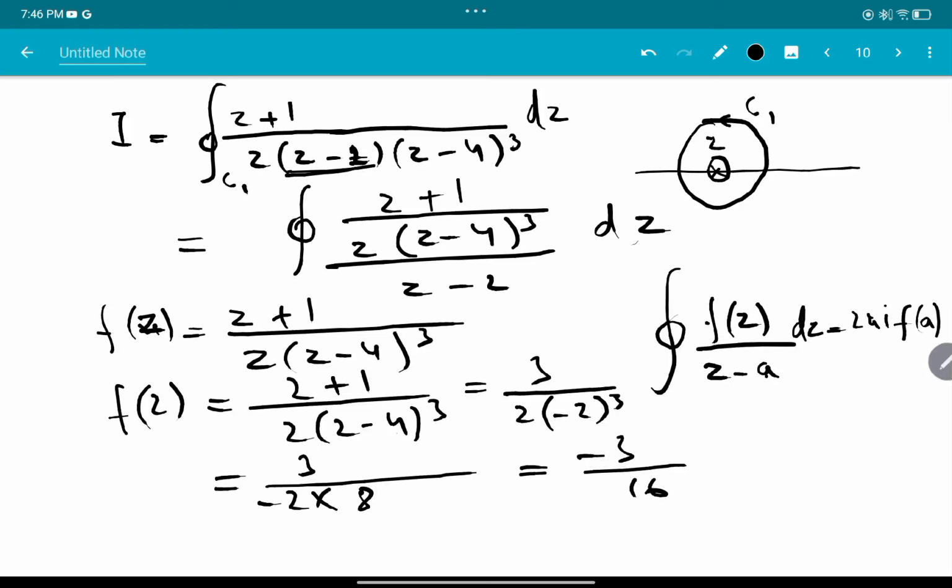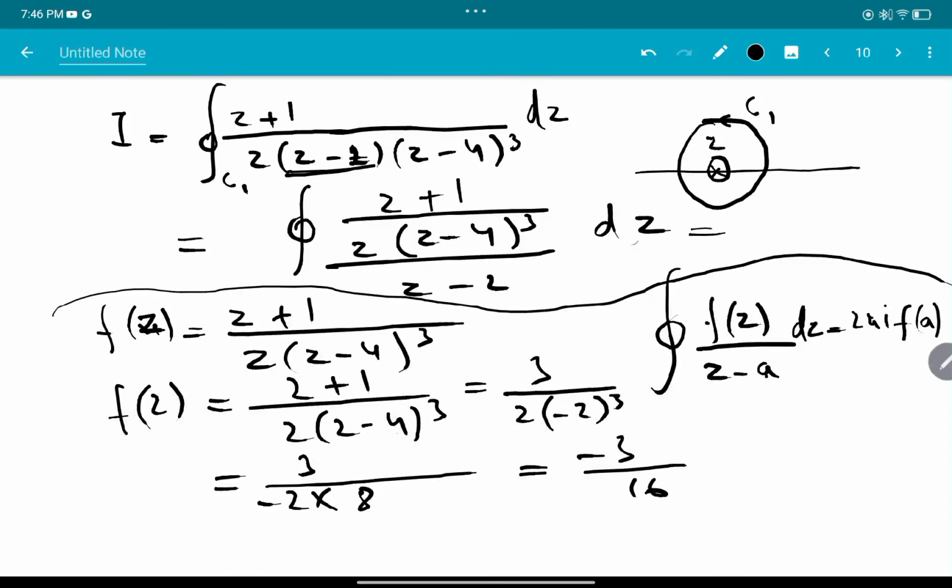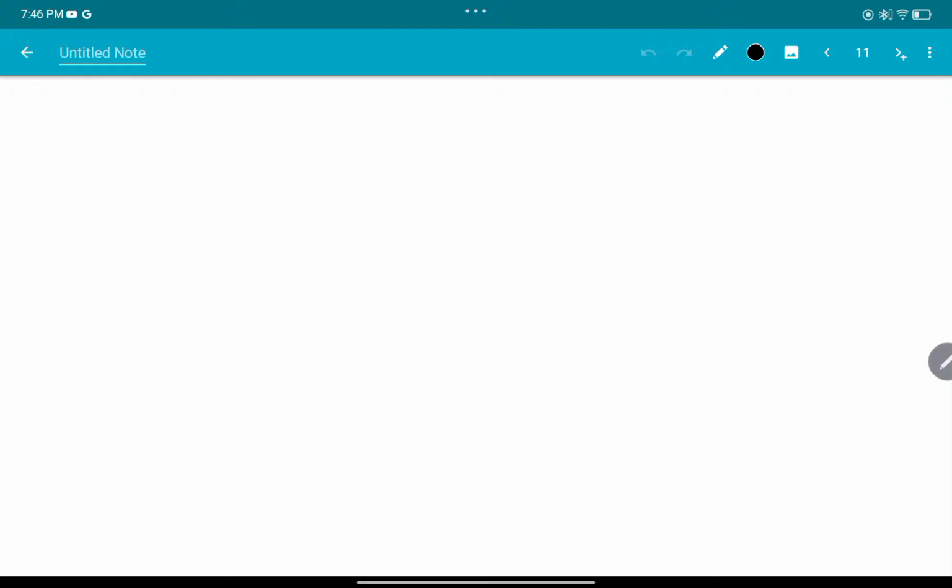This is f(2). What is now left? Not much. The value of this integral, I will write it here, is 2 pi i into f(a). F(a) is minus 3 by 16. One part gone. This is one part. Another part now.